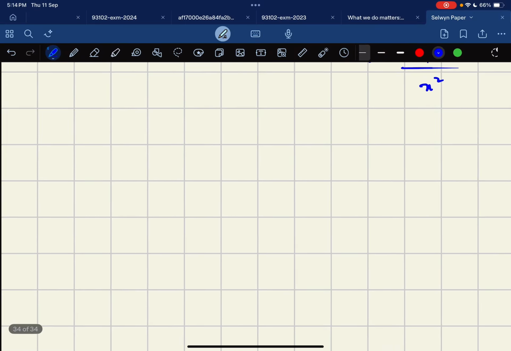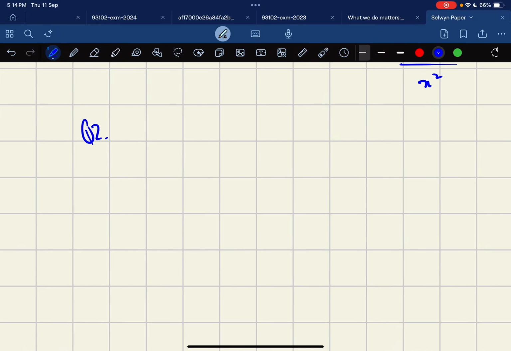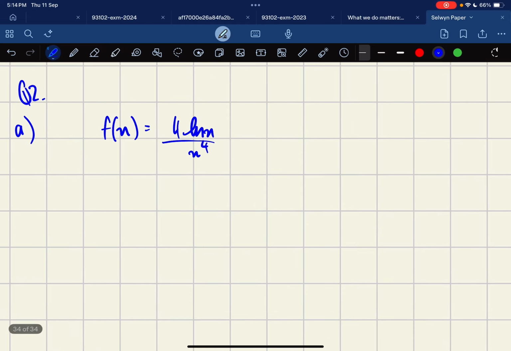Okay, on to question 2. Part A is to differentiate this function: 4 ln of x over x to the power of 4. So this one here is the quotient of two functions, so you're going to use the quotient rule.